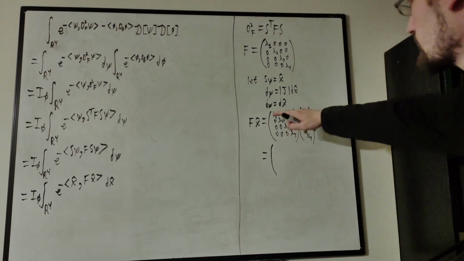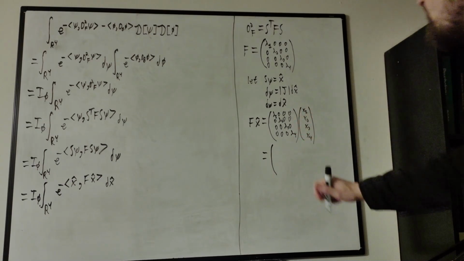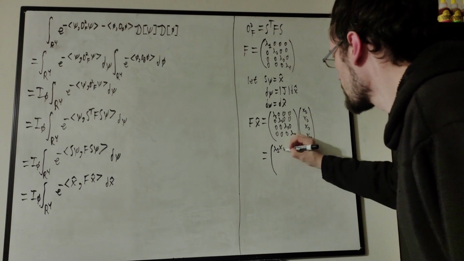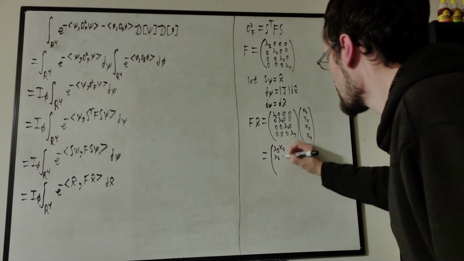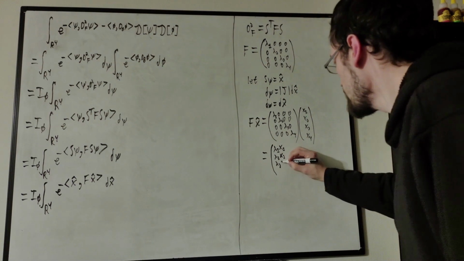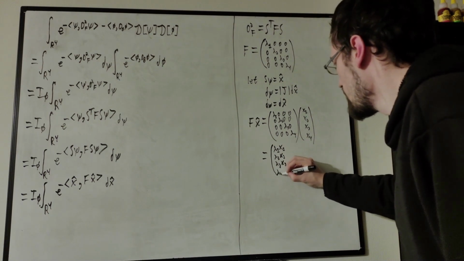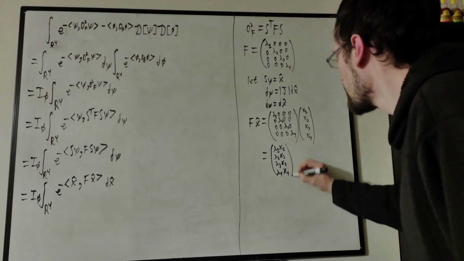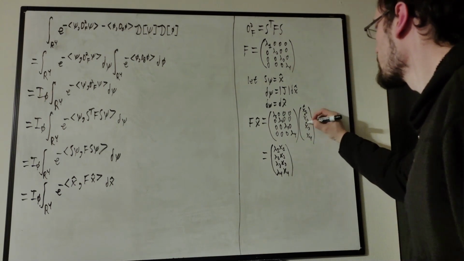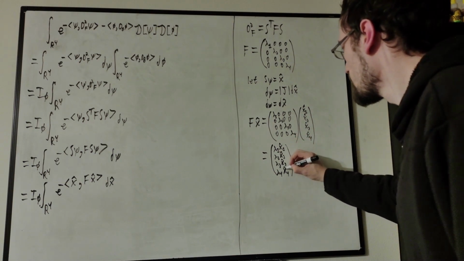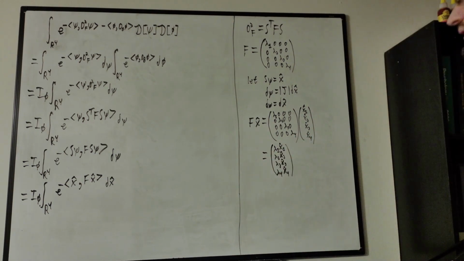Let's multiply these along right on down the line. So we have lambda sub 1 times x sub 1, lambda sub 2 times x sub 2, lambda sub 3 times x sub 3, and lambda sub 4 times x sub 4. And remember, these are all technically x hats. So let's go on with that.